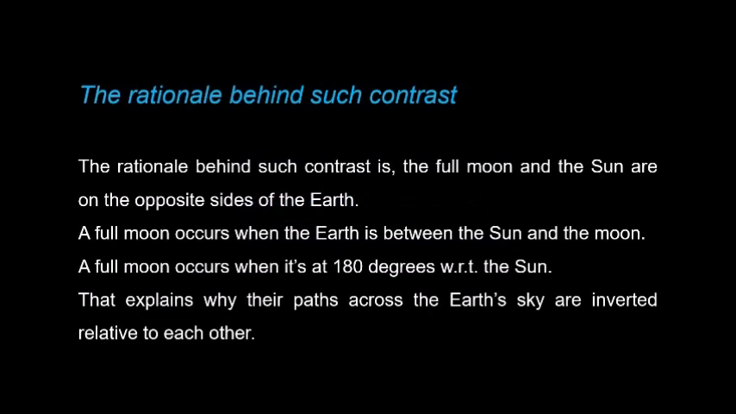The rationale behind such contrast or seasonal inversion is, the full moon and the sun are on the opposite sides of the Earth. A full moon occurs when the Earth is between the sun and the moon, when it's at 180 degrees with respect to the sun. That explains why their paths across the Earth's sky are inverted relative to each other.